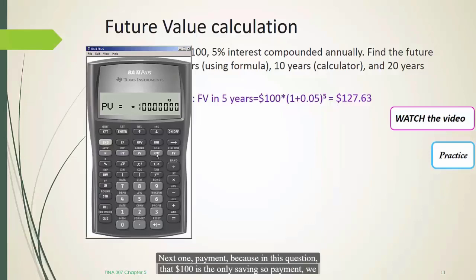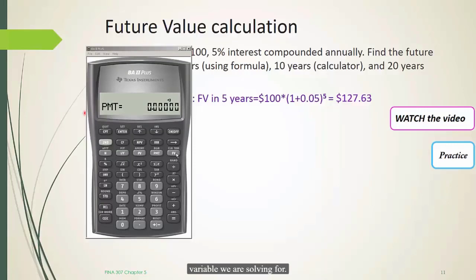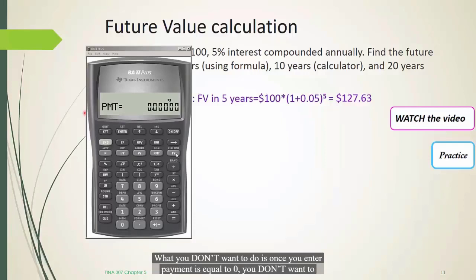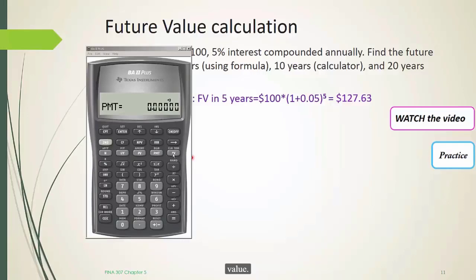Okay, next one, payment. Because in this question, that $100 is the only saving, for payment we are going to put in 0, no periodic repeating payments, and then hit payment. Now we have entered 4 out of 5 inputs. And future value, FV, is the only unknown variable we are solving for. What you don't want to do is, once you enter payment equal to 0, directly press the FV key, because your calculator will take that 0 as the future value. So don't do that.